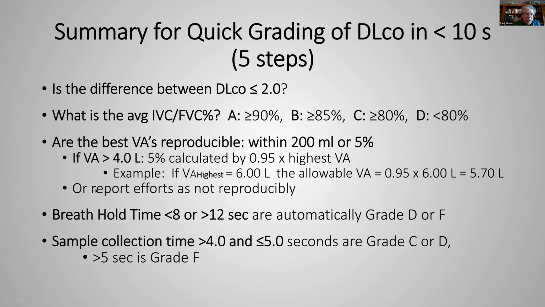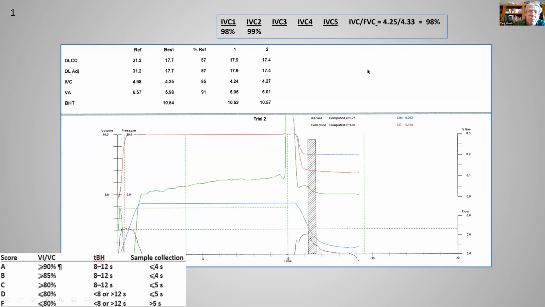Then you look down at breath hold times. The fourth thing you look at is the breath hold time. Make sure it's between 8 and 12 seconds, otherwise you're a grade D or F. For the sample collection, make sure it's less than 4 seconds. I'm sorry, if it's greater than 4 seconds and less than 5, you're a grade C or D automatically. Greater than 5, you're grade F. So if you just learn these five steps, you can look at any diffusion in just a few seconds and know.